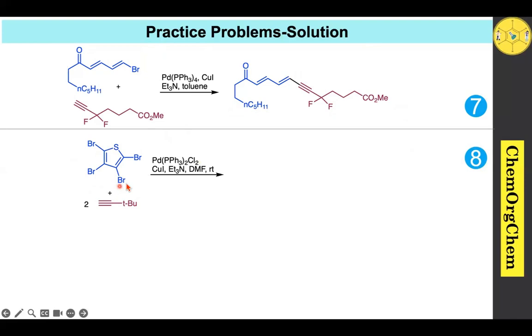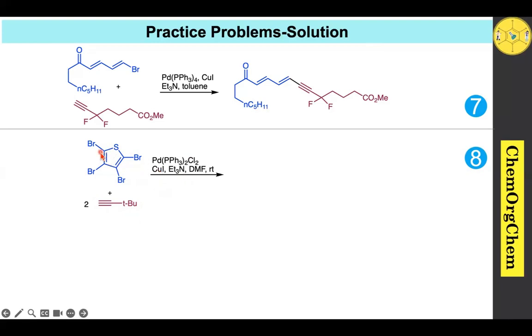Here you see this problem. This problem is also related to regioselectivity in the Sonogashira cross-coupling reaction. Now you see this thiophene substrate has four bromide substituents. This substrate reacts with two equivalents of terminal alkyne under this Sonogashira cross-coupling reaction condition. Just remember that first we should see which position is the more electrophilic position. In general, in thiophene, the second position as well as the fifth position have a more electrophilic nature.